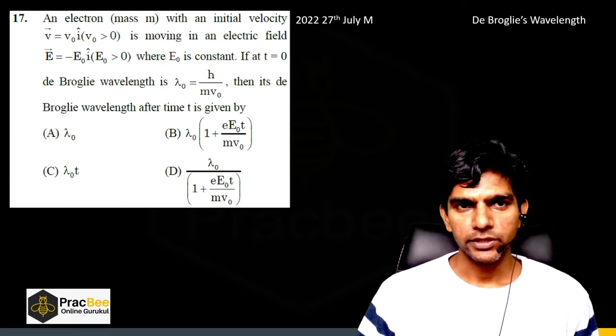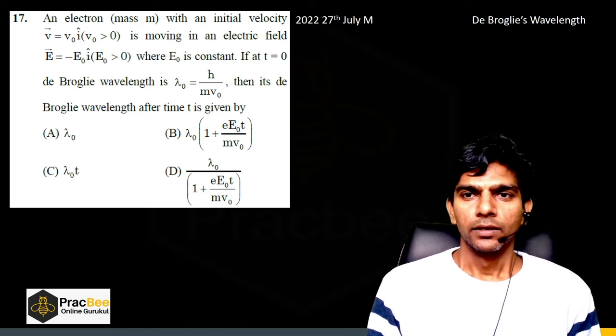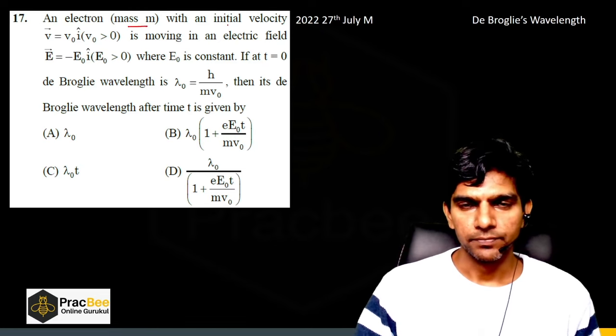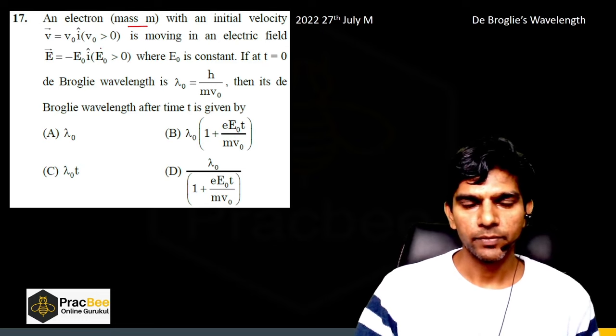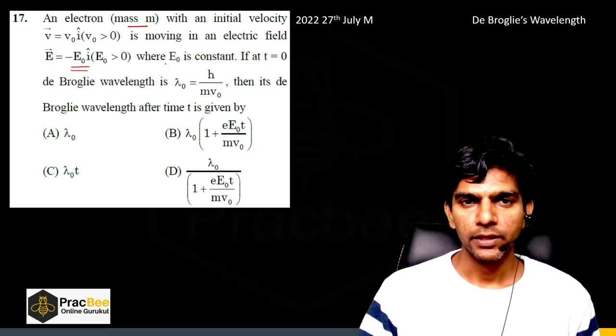Right, so now let us see one more case. Again, pause the video, try to solve this question on your own. Right, so the electron of mass m with initial velocity v, which is v naught i cap, where v naught is positive, is moving in the electric field which is in the negative x direction because E naught is positive.